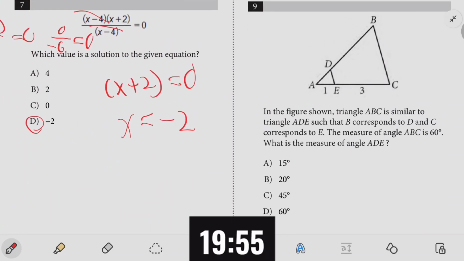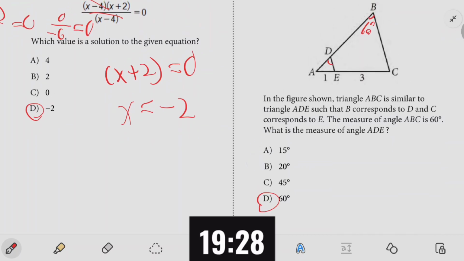Shown above, triangle ABC is similar to triangle ADE, such that B corresponds to D and C corresponds to E. Okay, that makes sense. The measure of angle ABC is 60. What is the measure of ADE? Oh, bruh. We can see their common angles right here, if they're similar. Yeah, it also has to be 60. ADE will also be 60 if they're similar triangles. Yeah, okay.